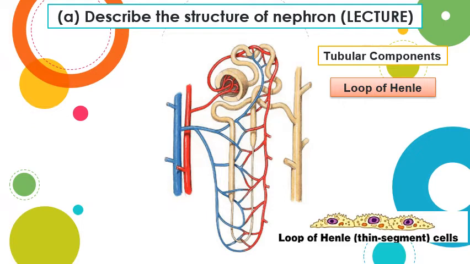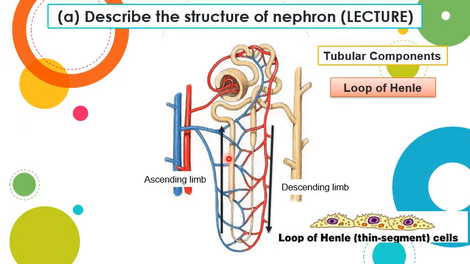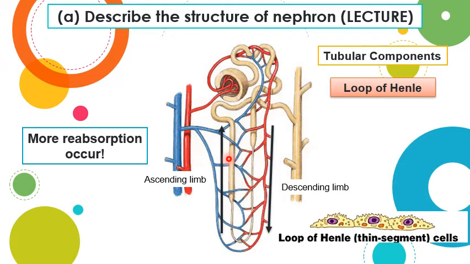After the proximal convoluted tubule, the filtrate will travel to the loop of Henle. The loop of Henle consists of two parts. The first part is the descending limb. Descending limb, why? Because the filtrate will flow down, and then the filtrate will flow up back again through the ascending limb. This is where more reabsorption will occur.